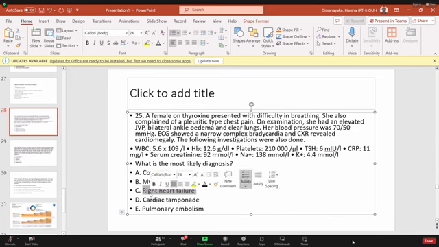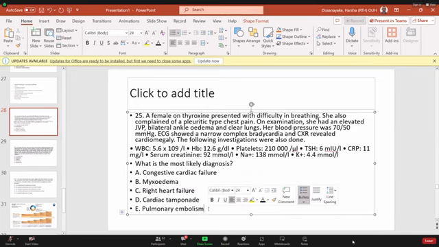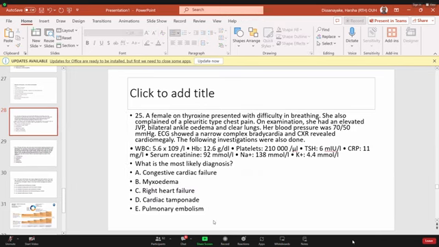Right heart failure. Anything not compatible?